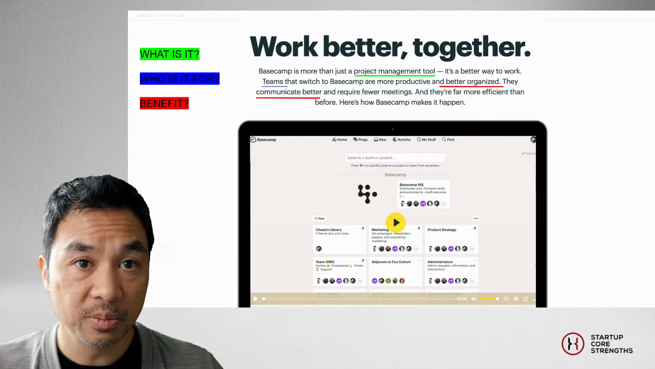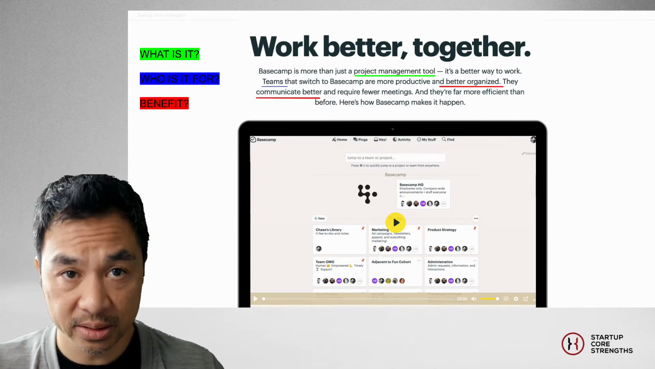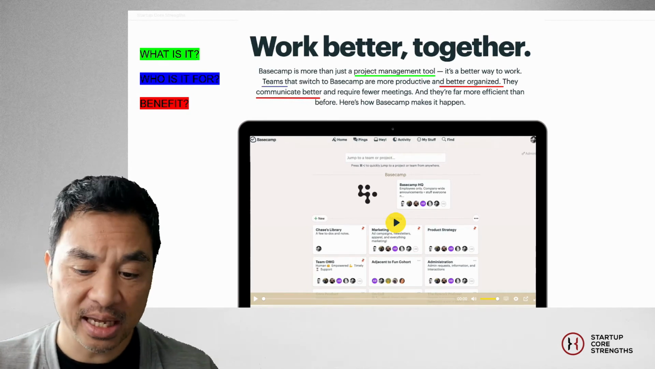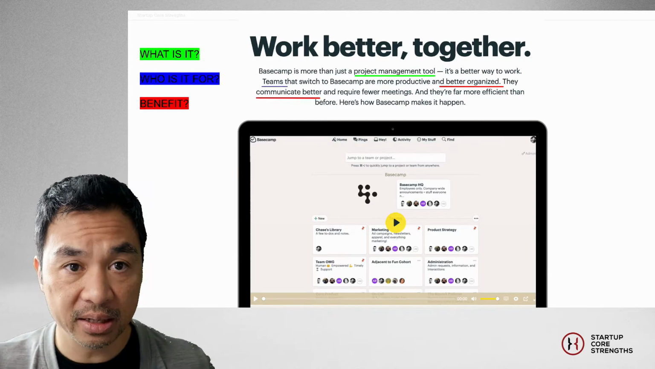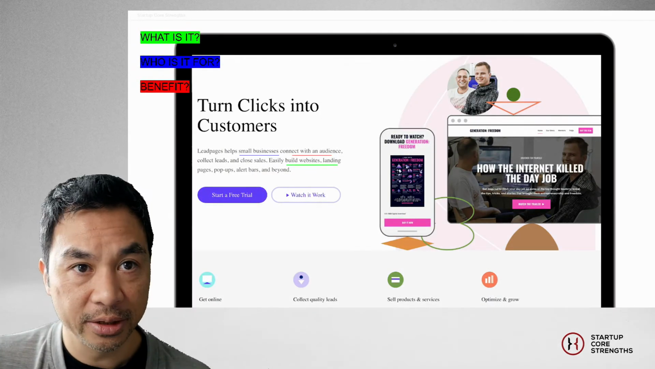What is it? It's a project management tool. Who's it for? Teams. What's the benefit? This whole statement is a benefit, right? Better organized, communicate better. Again, Basecamp does a really good job at highlighting and pulling out customer insights into their copy. Okay, and this one is Lead Pages, another landing page builder.